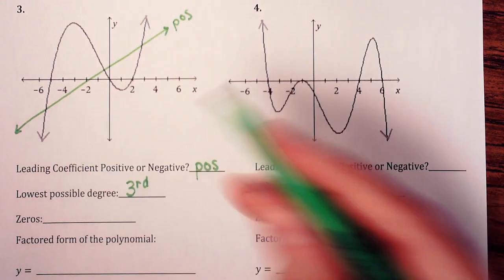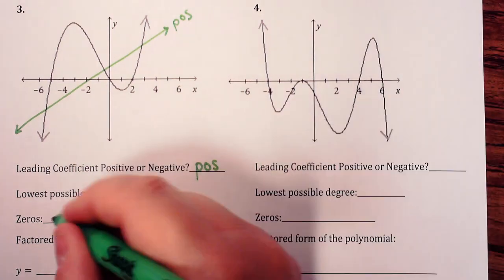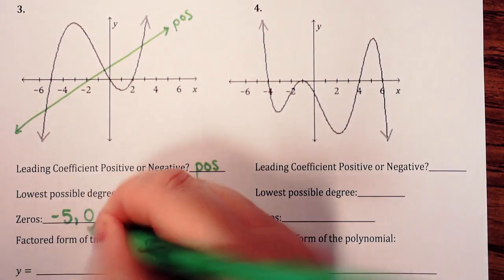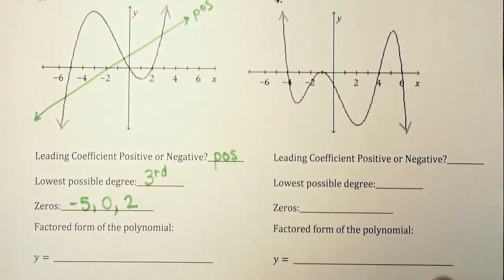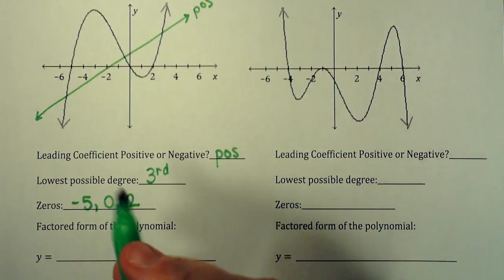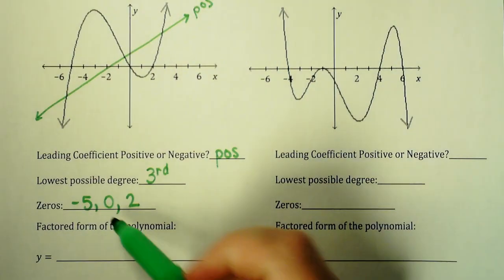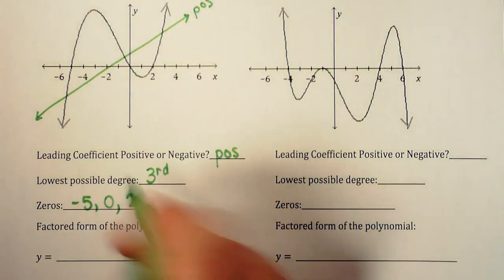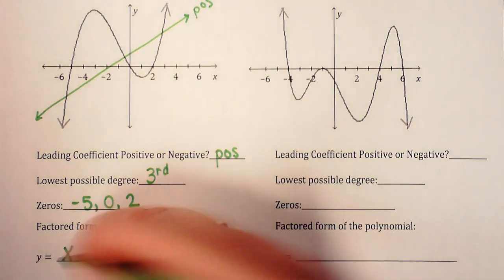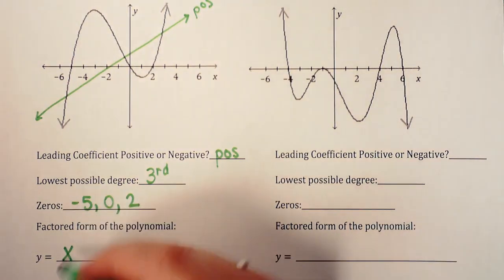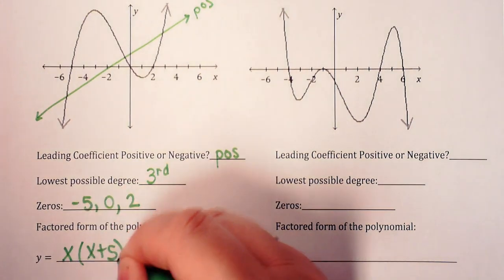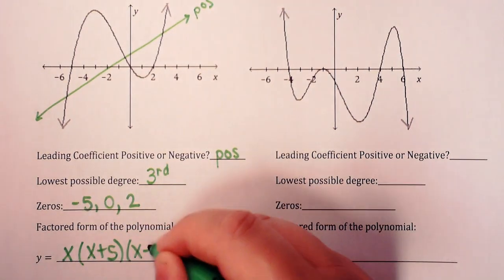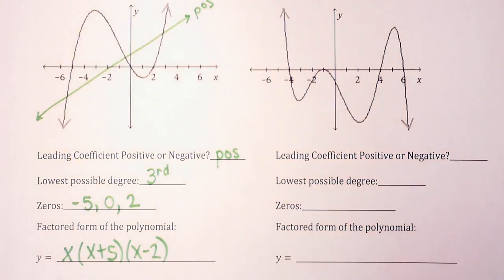Zeros, try and kind of ignore that line. You're going through negative 5, you're going through 0, and you're going through 2. You don't have any bounces, so we don't have any multiplicities to worry about. Now what I'm going to do here, for 0, you would just write an x, and so I'm just going to write that out in front. For the negative 5, it would be x plus 5, and for the 2, it would be x minus 2.